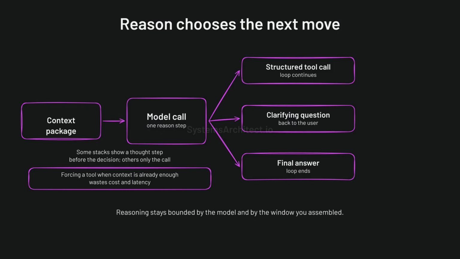Reason is the model call that picks the next step from the context package. The choice is usually a structured tool invocation, a clarifying question, or final answer emission that ends the loop. Some stacks surface a reasoning trace or thought step before the decision. Others only show the call or text. Reasoning stays bounded by the model and by the window you assembled. Why force tools when context is enough? Forcing tools when context is already enough wastes cost and latency.